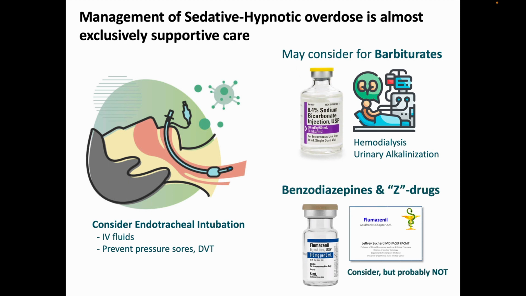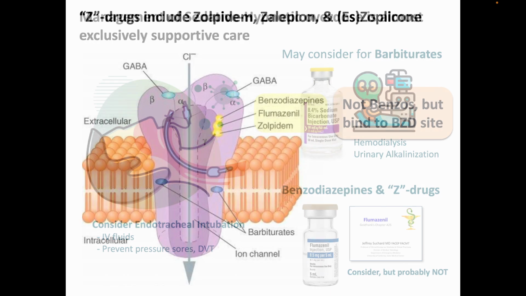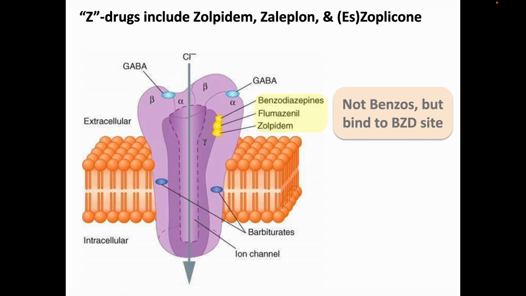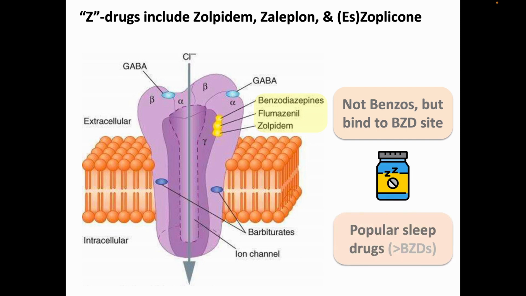And for benzodiazepines and the Z drugs, you might consider flumazenil, a reversal agent. You might consider it, but you probably wouldn't use it. See the other video in this series about flumazenil. Now, these Z drugs I've been mentioning include zolpidem, zaleplon, zopiclone, and eszopiclone. These drugs are not benzodiazepines because they don't share the same basic chemical structure that defines a benzodiazepine, but they bind to the same site on the GABA chloride channel and have similar effects. Currently, these Z drugs are popular sleep aids, supplanting benzos for this indication. Again, mostly because they have a more favorable side effects profile.